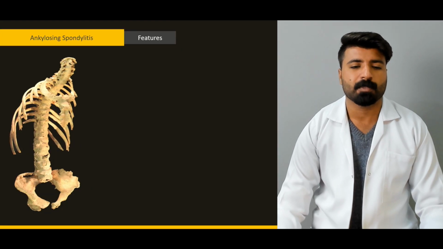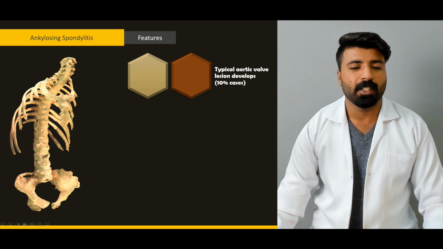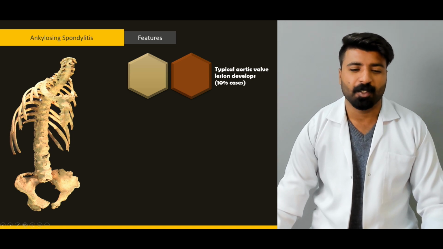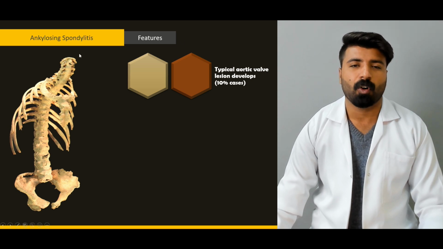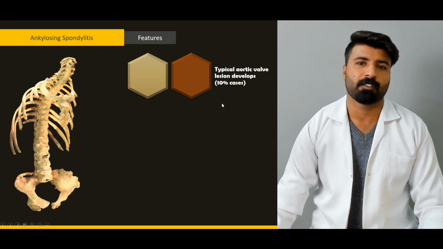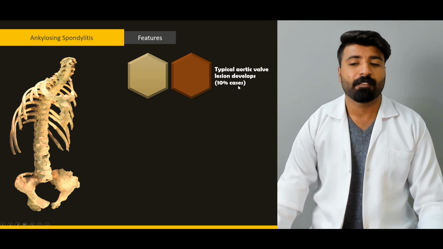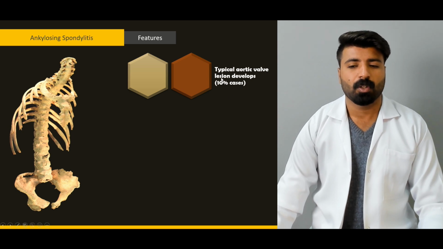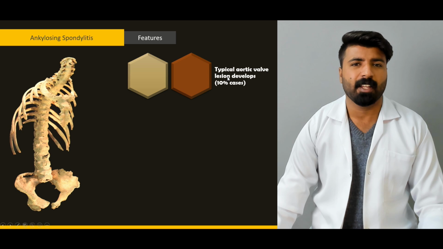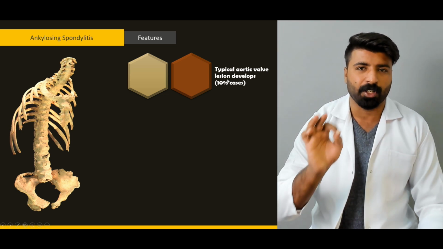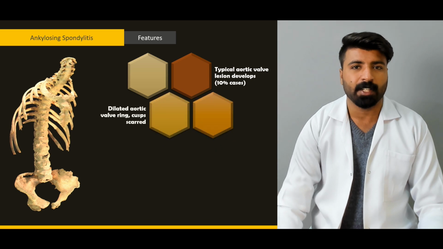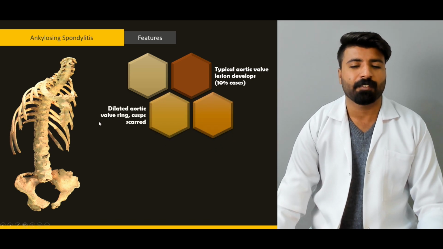Next on, we have ankylosing spondylitis. This is the only pathology, I suppose, in which you just look at it and you say it's ankylosing spondylitis. In ankylosing spondylitis, which is also another autoimmune disease, typically aortic valve lesions develop in 10% of the cases. In 10% of the cases of ankylosing spondylitis, aortic valve stenosis develops. It's not basically stenosis, it can be any one of them, but mostly a lesion in the aortic valve develops in ankylosing spondylitis. That will lead to a dilated aortic valve ring and scarred cusps.